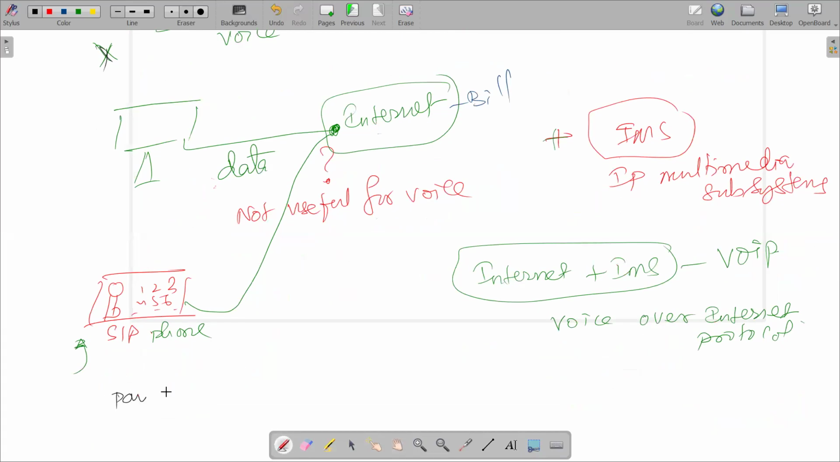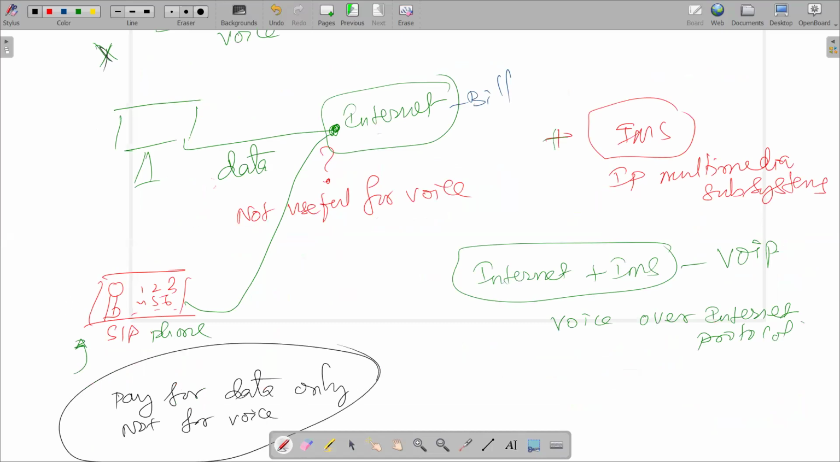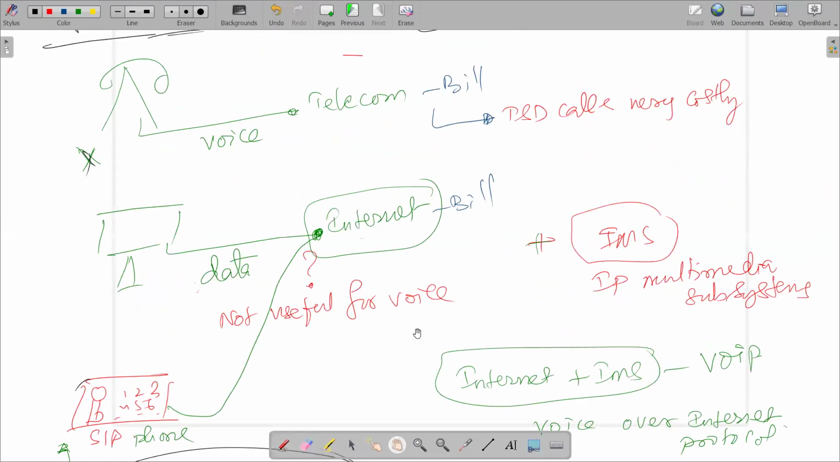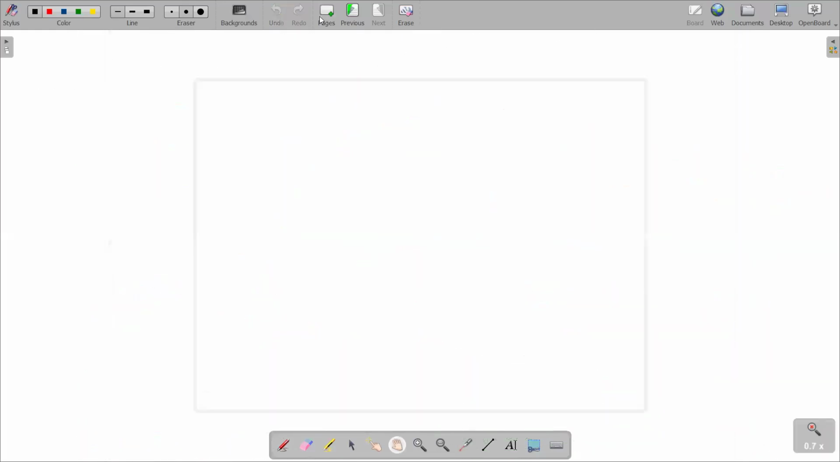People pay for data only, not for voice. These SIP phone manufacturers came up with the idea of paying for data only, not for voice. The same thing was brought by Jio. We have seen the VoIP network wired example; now the VoIP network wireless example.